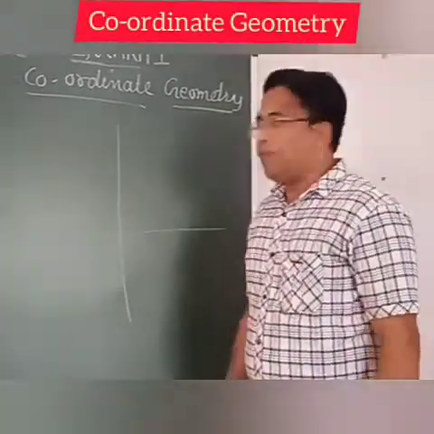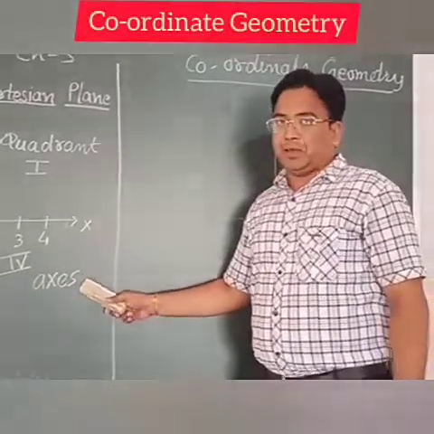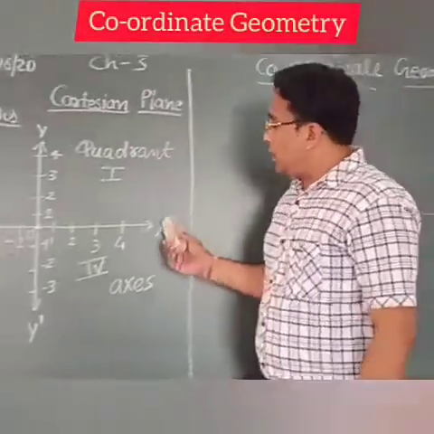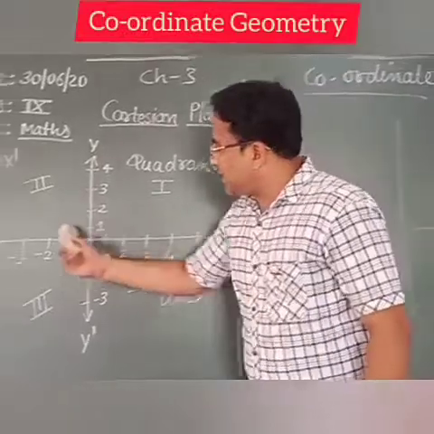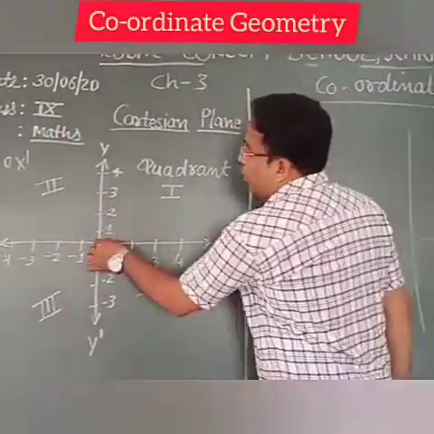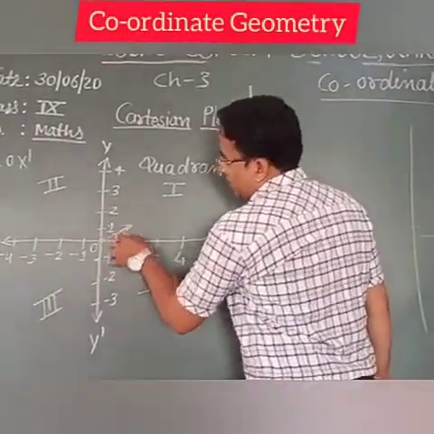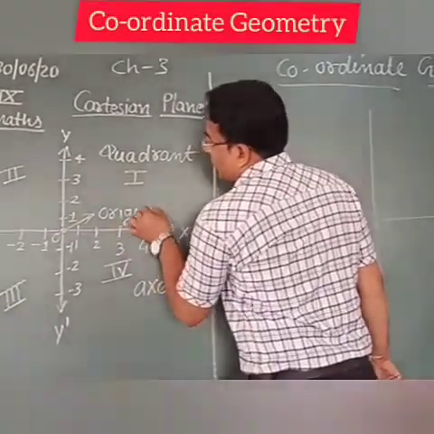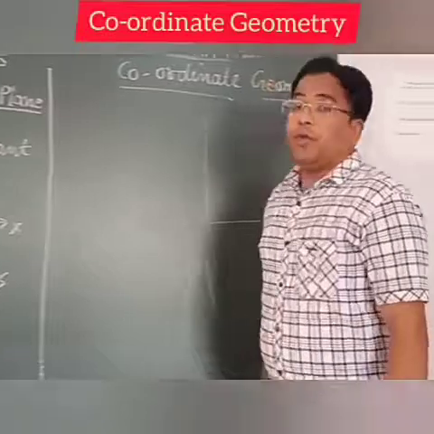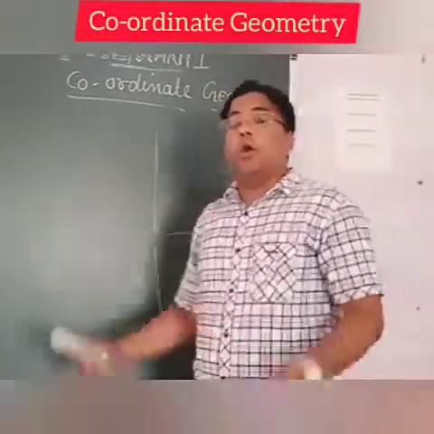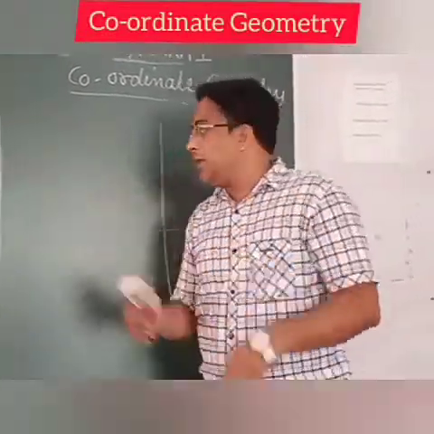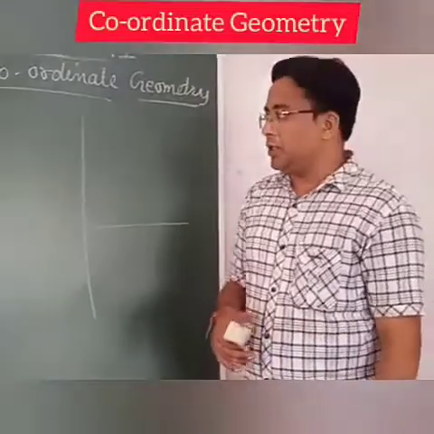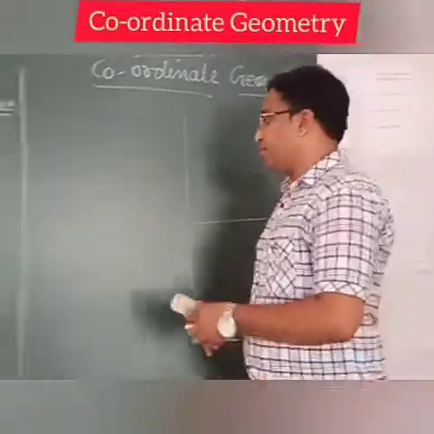E-A-X-E-S. Axes. The plural form of axis is axes. Okay. So you can see this x-axis and y-axis both intersect at one point, and this point is known as the origin. The point where both the axes meet or intersect is known as the origin. Very much clear?